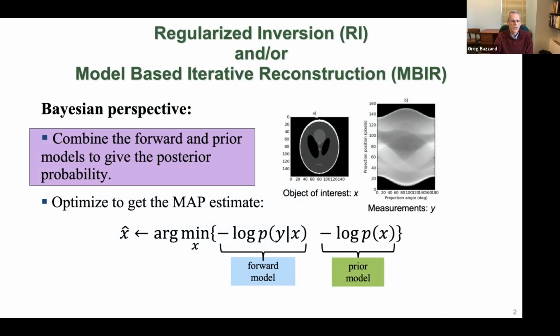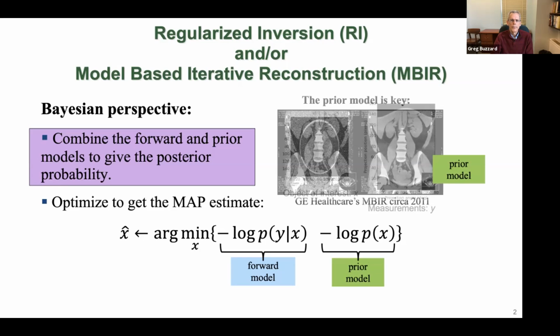We take the negative log likelihood. So we get a forward model, which is really a data fitting term, and then a prior model, which tells us how likely each one of the possible reconstructions might be. And this gives us what's called the MAP estimate, the maximum a posteriori estimate.